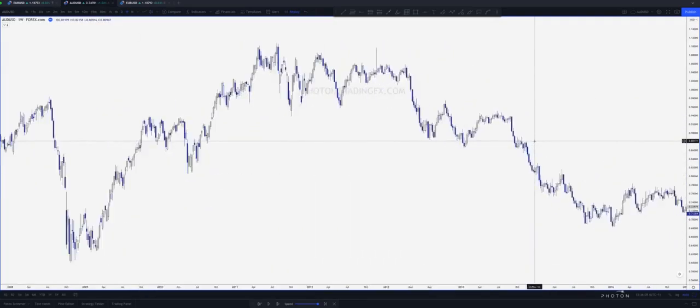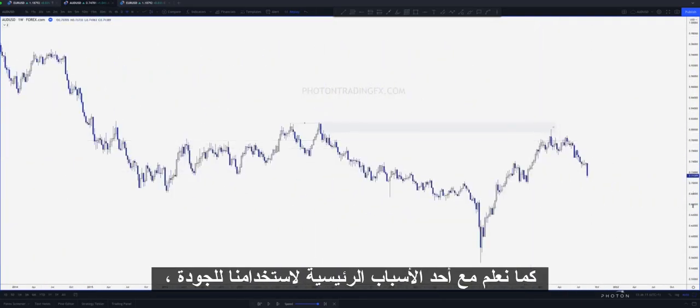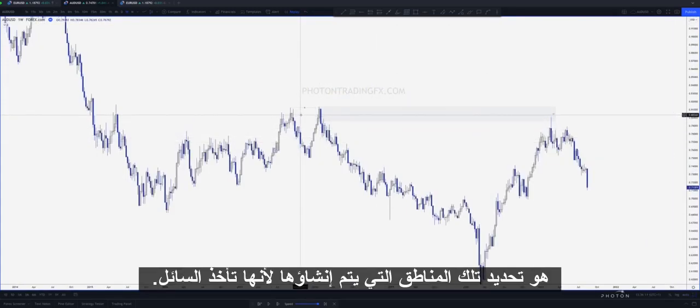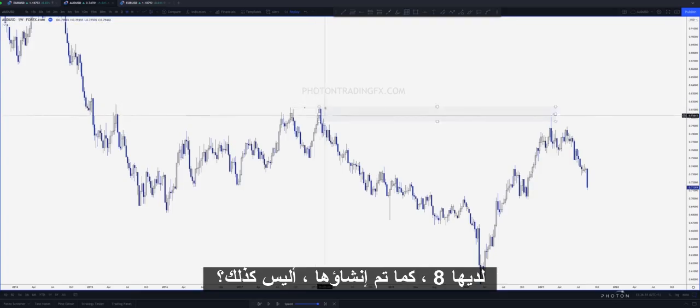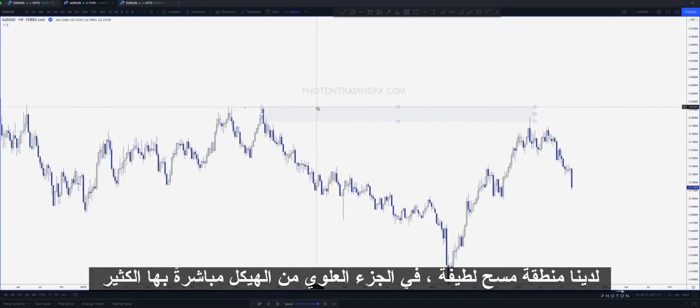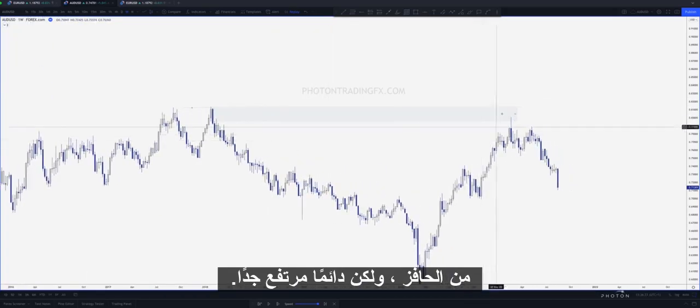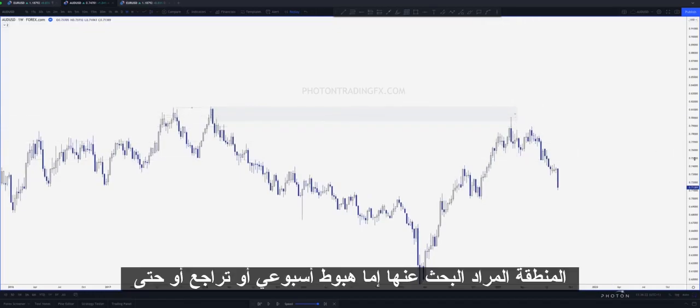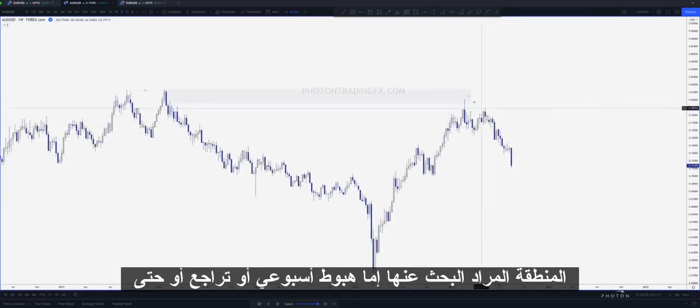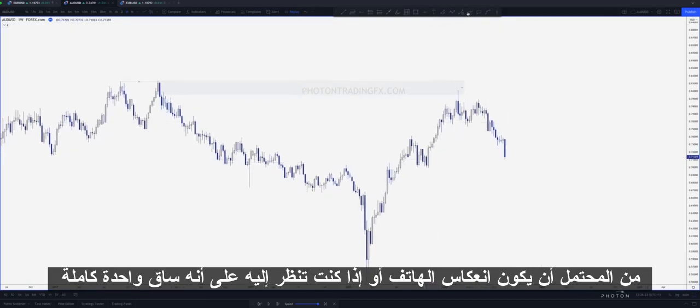And what you can see, just as we know with one of the main reasons why we use liquidity, is to identify those zones that are created as they take liquidity as they are created, right? We have a nice sweep zone right at the top of structure with plenty of inducement. Always a very high probability area to look for either a weekly bearish pullback or even potentially that full-on reversal.